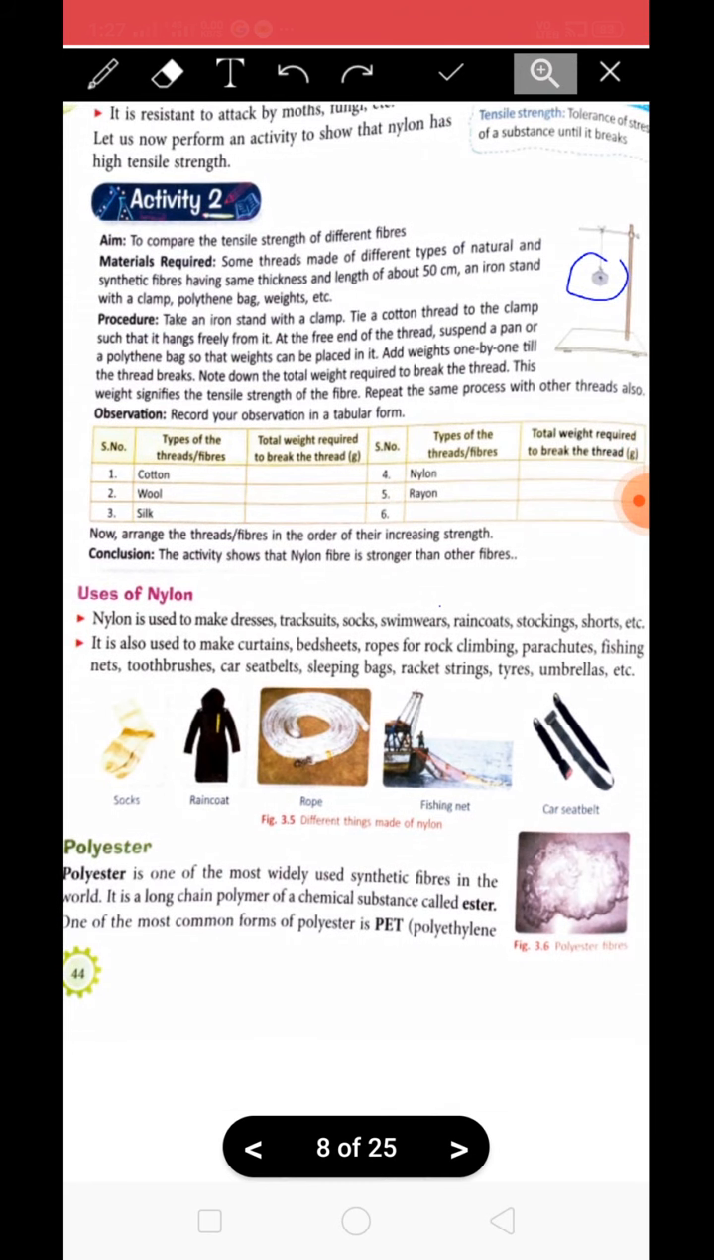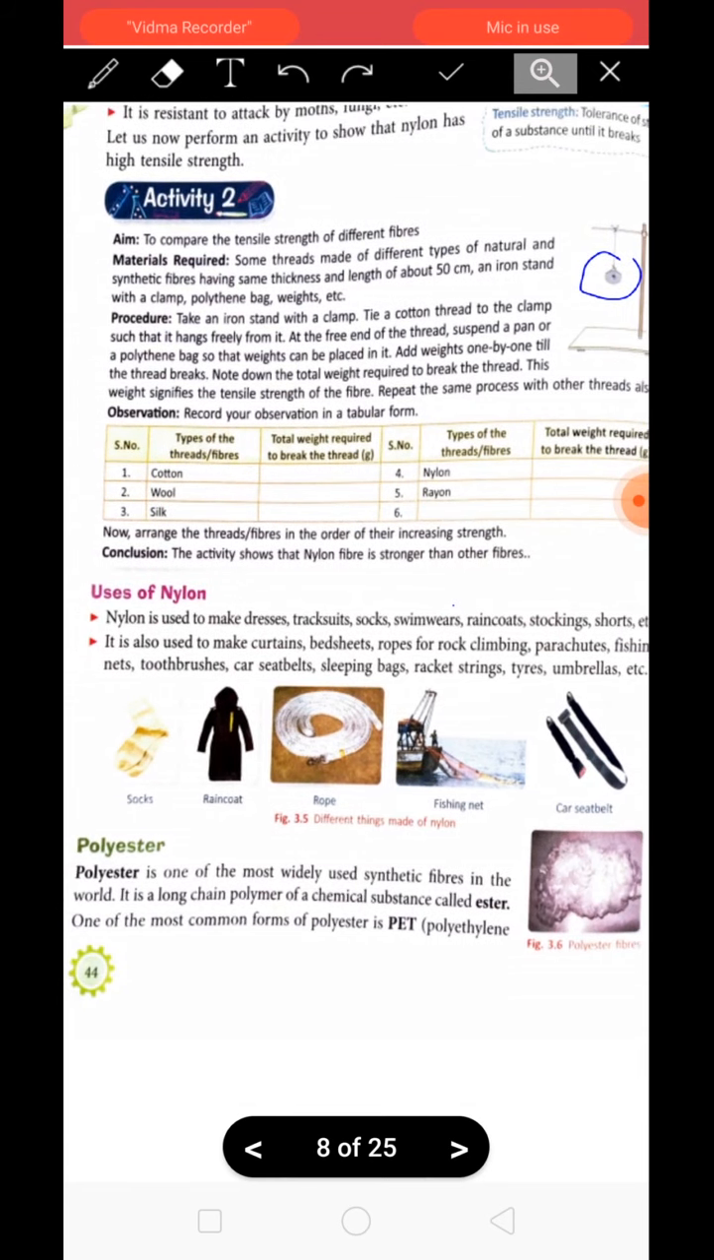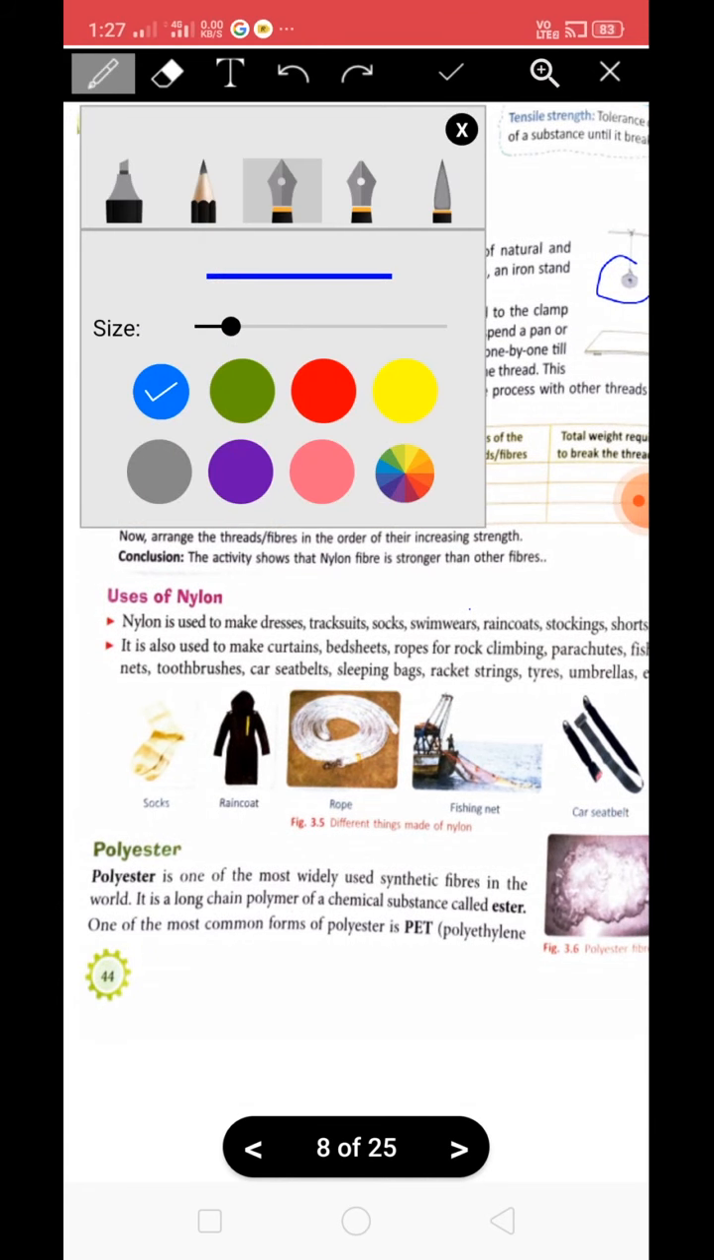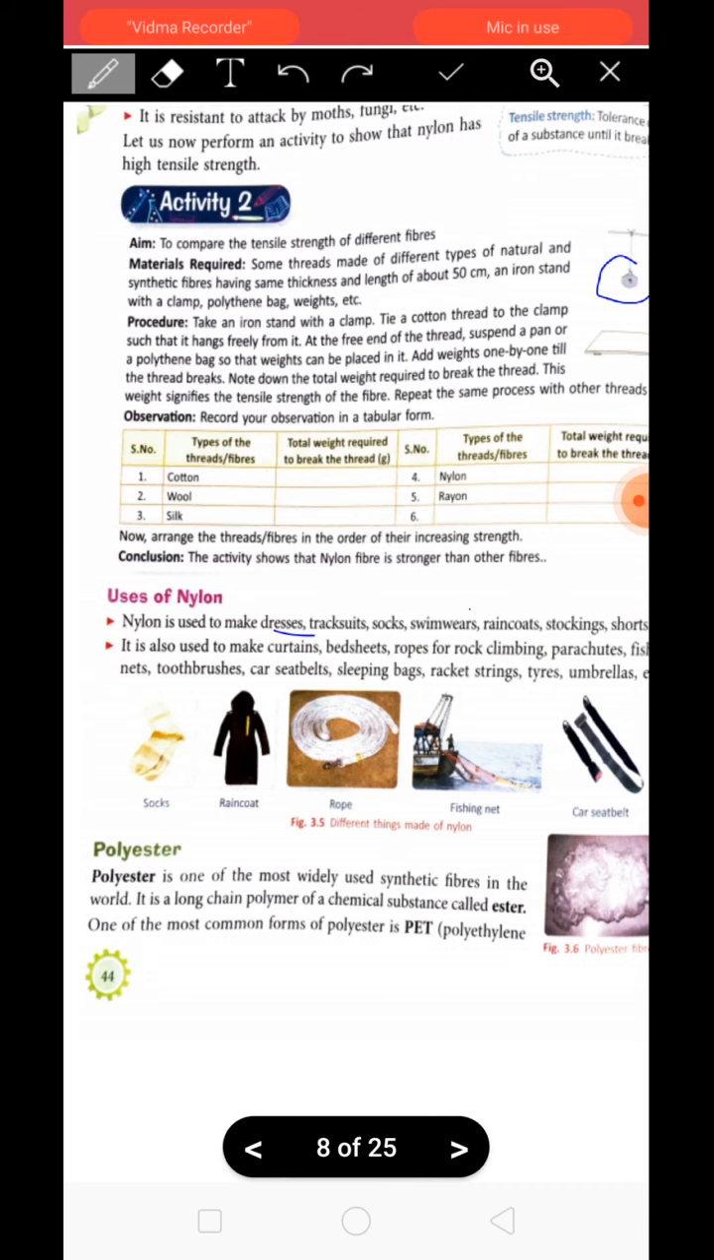Nylon is used to make dresses, tracksuits, swimwear, raincoats, stockings, and shorts. Understood? Clear? Now, it is also used to make curtains, bedsheets, and rope for rock climbing. For rock climbing, nylon is used because nylon has the highest tensile strength and it is very light and easy to carry. That is why we are using nylon thread for rock climbing.